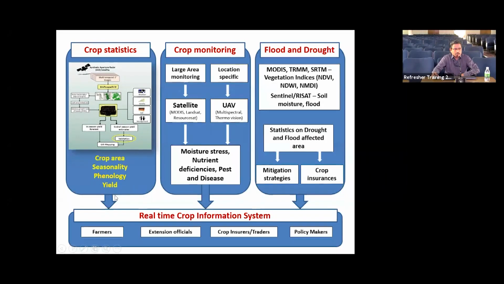We are presently doing crop area statistics, and we are also monitoring crop condition like moisture stress, nutrient deficiencies, and pest and disease occurrence, using satellites for large areas and unmanned aerial vehicles, namely drones, for smaller areas. Coming to disasters, we assess flood and drought regularly, so as to get the drought and flood affected area maps. This will help us plan mitigation strategies, and is also useful for crop insurance companies as well as the government to solve the issues.